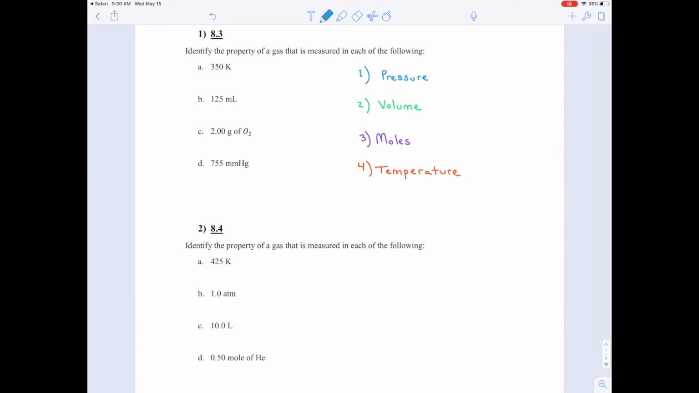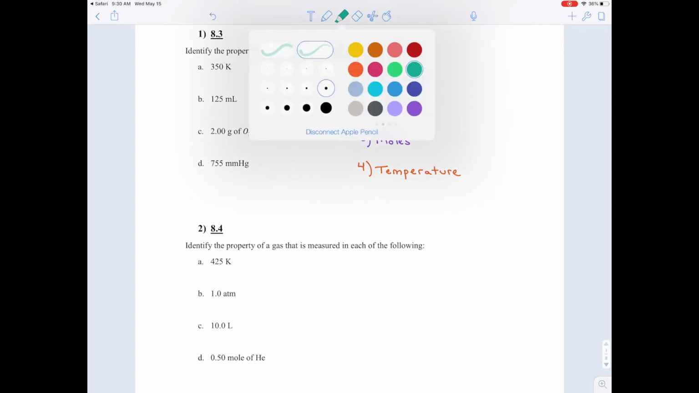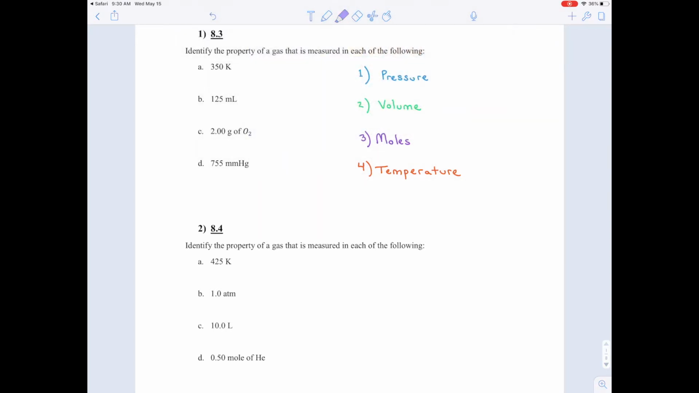Questions 1 and 2 in Chapter 8 are asking you to identify the property of a gas that is measured in each of these different cases. There are really 4 different properties of a gas that affect how that gas behaves. And those 4 are pressure, volume, moles, that's the number of molecules, and then temperature. If you know those 4 things, you can predict how a gas is going to behave.